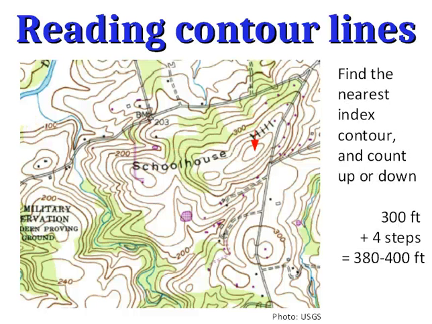So if we wanted to find out the height of the top of Schoolhouse Hill here, we'd start with the nearest index contour. So that's 300 feet. And then we would count up. And so we'd go 1, 2, 3, 4 steps. So that gets us to 380 feet, 300 plus 20 plus 20 plus 20 plus 20.